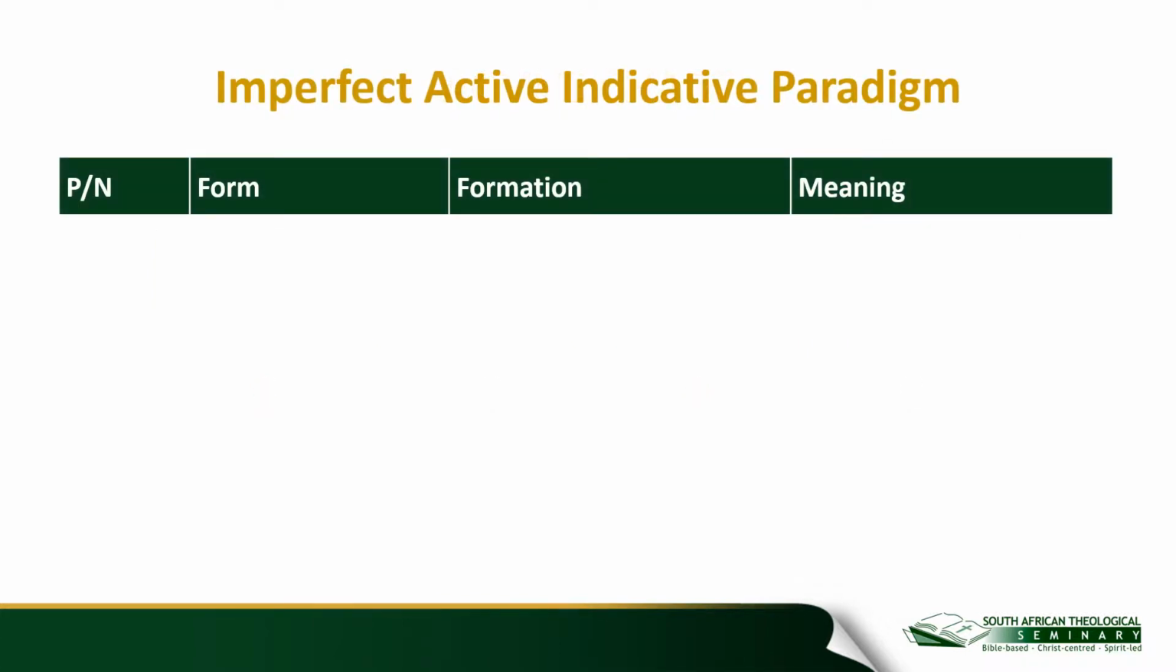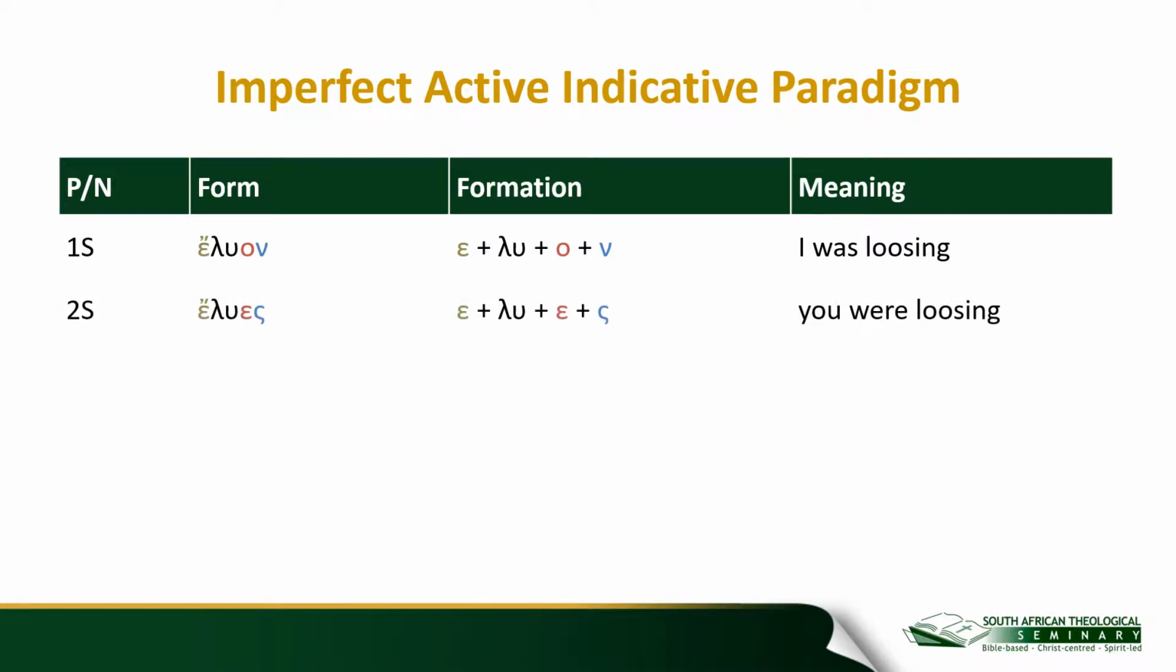Here is the paradigm for the imperfect active indicative using the verb luo. The one singular is elyon. The formation is the augment epsilon plus the present tense stem lu plus the connecting vowel omicron plus the first person ending nu. Elyon, I was loosing. The two singular is elyes. We have the augment epsilon plus the present tense stem lu plus the connecting vowel epsilon plus the two singular ending sigma. Elyes, you were loosing. The three singular is elye or elyen because of the movable nu.